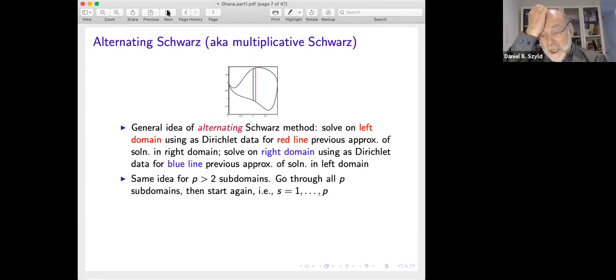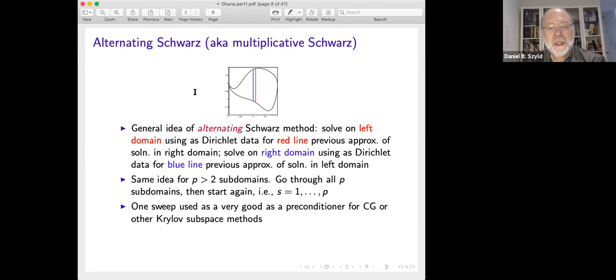Now, if you have more than two subdomains, it's the same idea. So think of it if you have a Zeppelin or a sausage, you cut it in pieces, and you can go from the left to the right, and then back from the right to the left, or you can do them simultaneously, and this will work. Of course, it can also work if you have a checkerboard partition. And so this works. Now, mostly this has been used as a preconditioner for conjugate gradient.